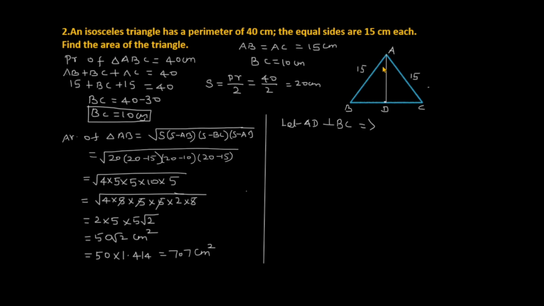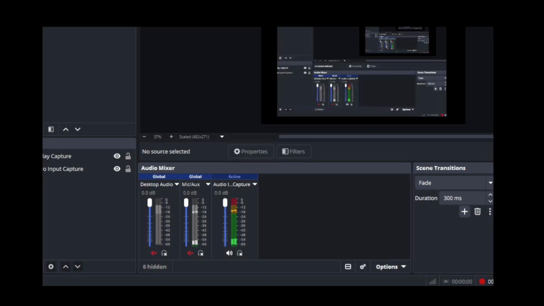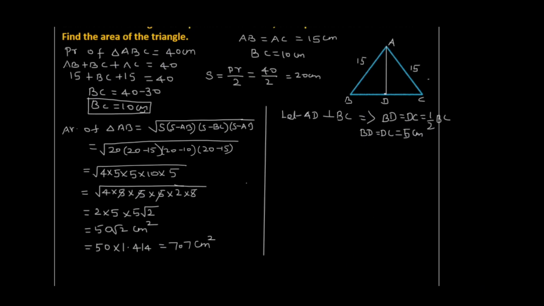Since it is an isosceles triangle, D is the midpoint. AD is a median also. So BD is equal to DC is equal to half of BC is 5 centimeter, because BC length is 10 centimeter, half of BC is 5 centimeter. BD length is 5 centimeter. So this is 5 centimeter. We know that this angle is 90.